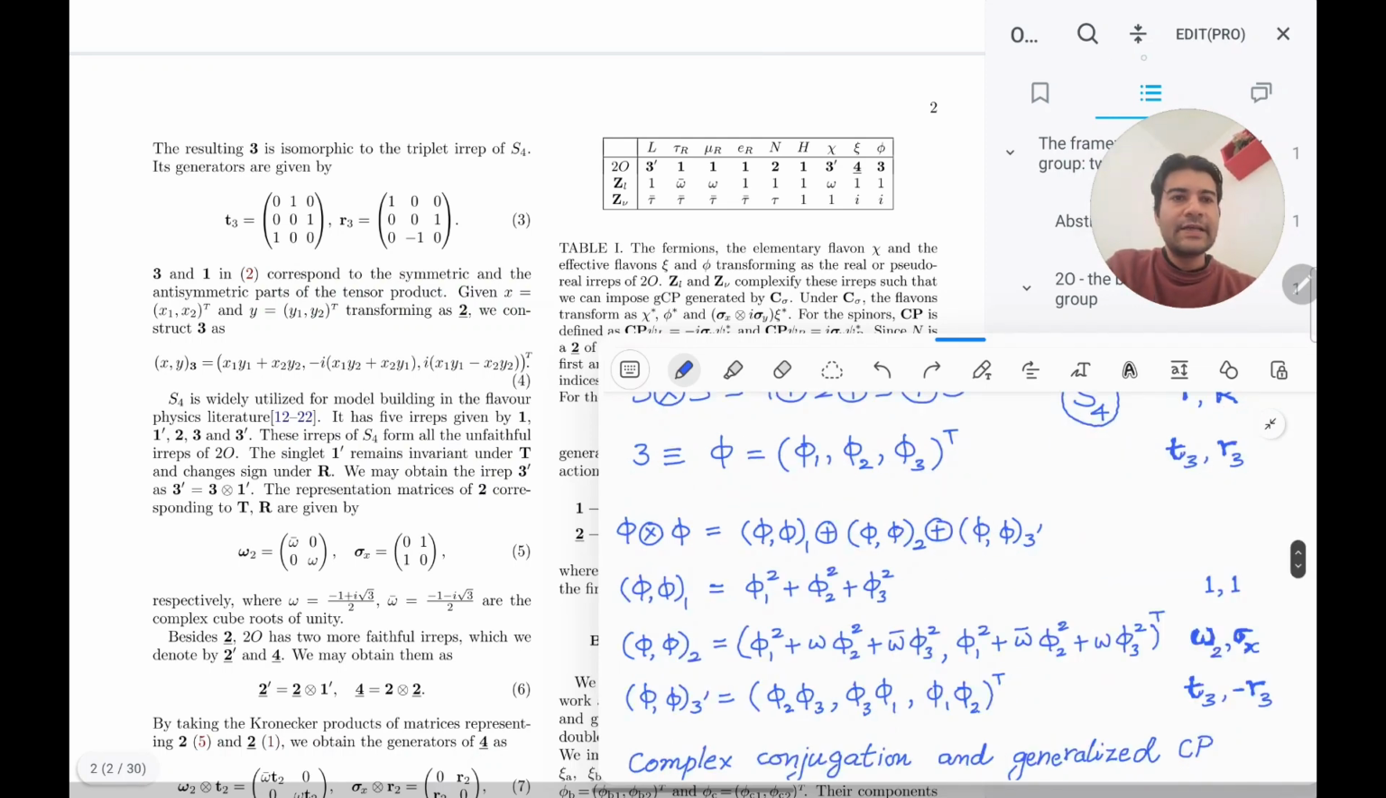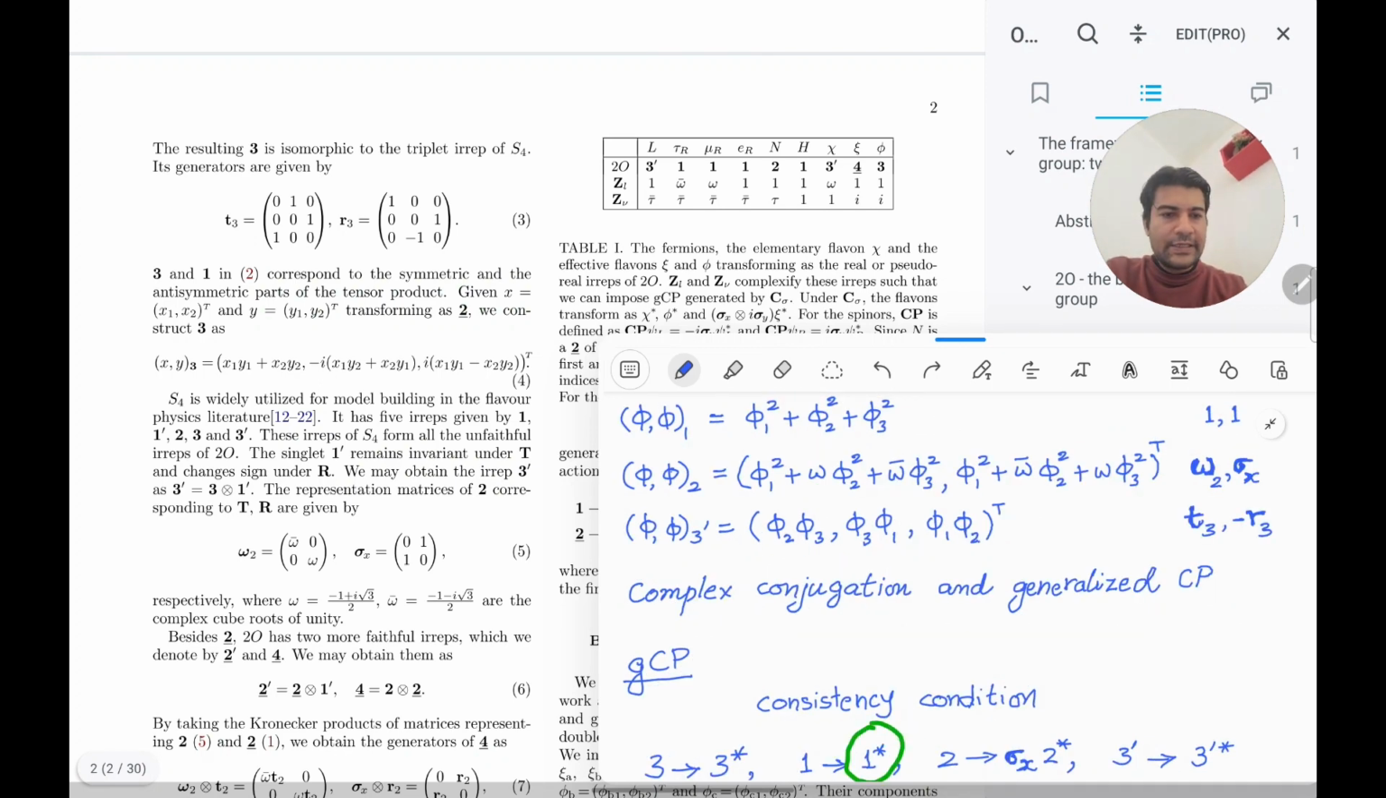As I said earlier, phi is a real triplet. So under complex conjugation, phi remains invariant. And all these objects obtained from the tensor product must also remain invariant if phi is remaining invariant. Now let's see what happens with these multiplets obtained from phi under our definition of generalized CP.